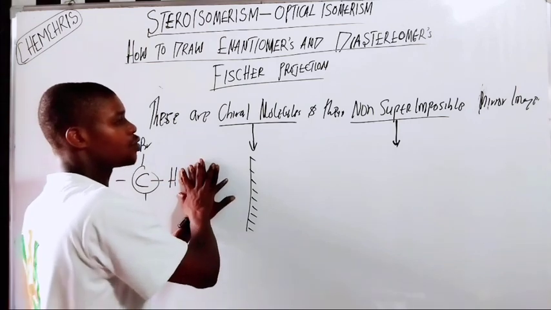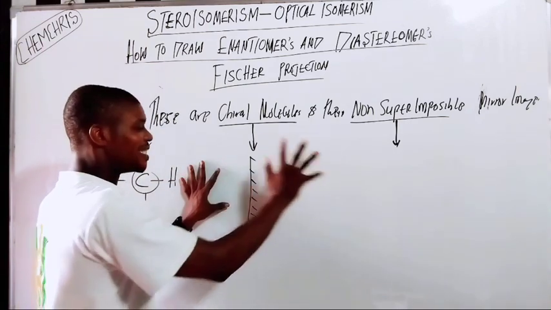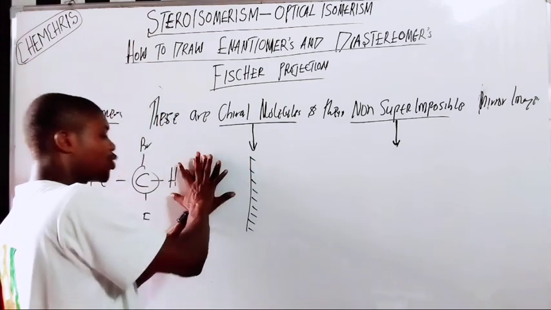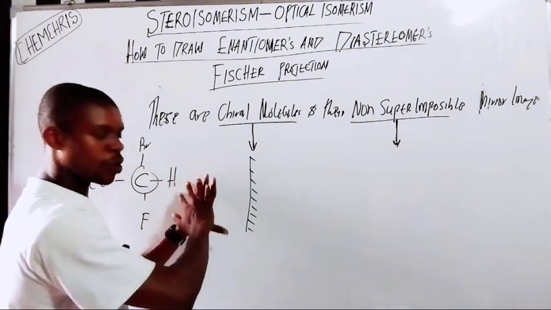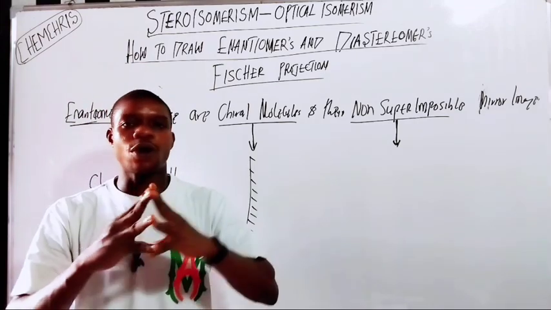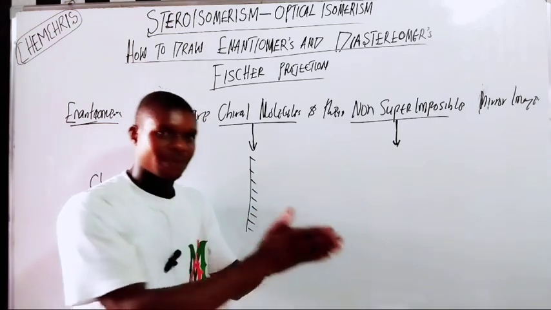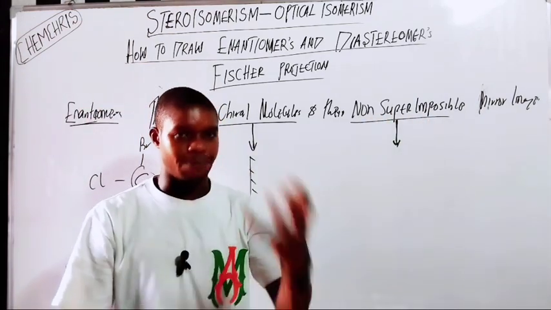So when you talk about non-superimposable mirror images, it means that the two compounds cannot overlap with each other. There's no way they can overlap with each other. So chiral molecules and their mirror images are non-superimposable. It means that they cannot overlap with each other. Do you understand? So that is what we mean by non-superimposable.